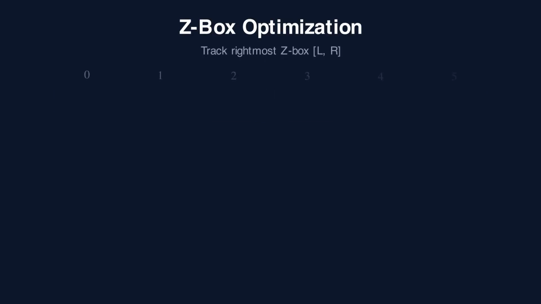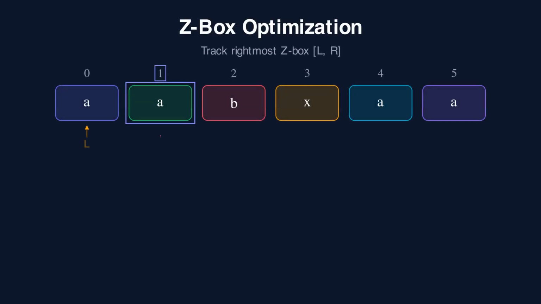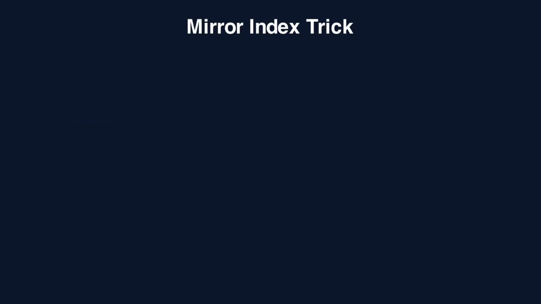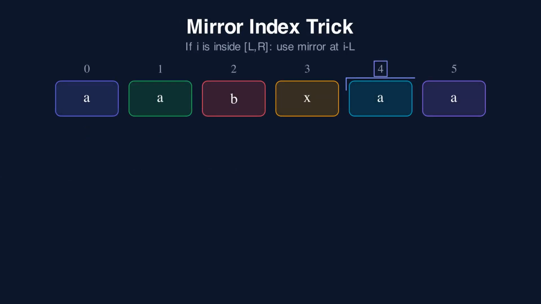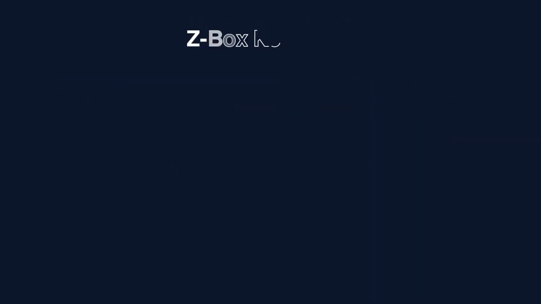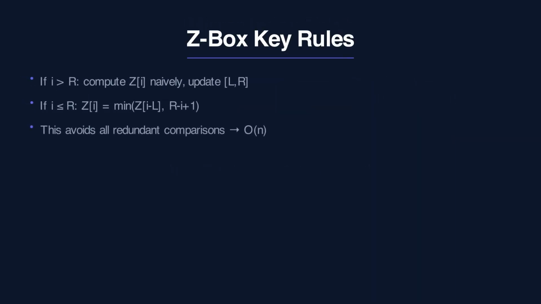Let's manually compute the Z-array for S equals aabxaa. Z[0] is conventionally the length of the string. For i equals 1, a matches the prefix a, so Z[1] equals 1. For i equals 2, b does not match the prefix a, so Z[2] equals 0. Similarly, Z[3] equals 0. For i equals 4, aa matches the prefix aa, so Z[4] equals 2. And for i equals 5, a matches the prefix a, so Z[5] equals 1.